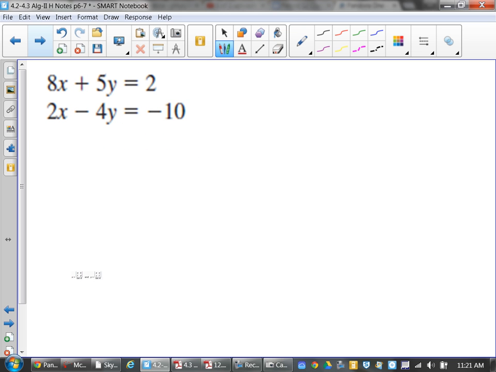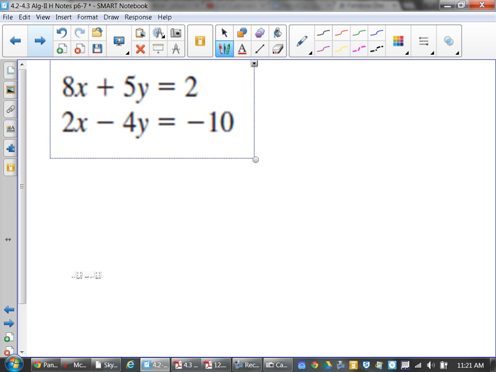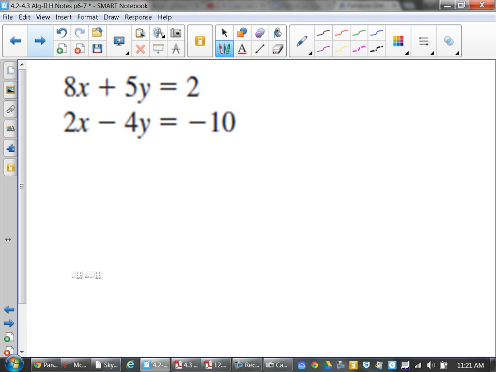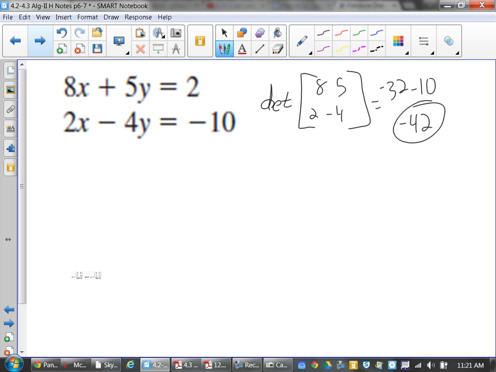Same idea. We have the original equations, 8x plus 5y is 2, and 2x minus 4y is -10. What you want to do initially is write out the coefficient matrix and find its determinant. You get -42. Okay? It's quick. It's easy. Determinants are your friend.